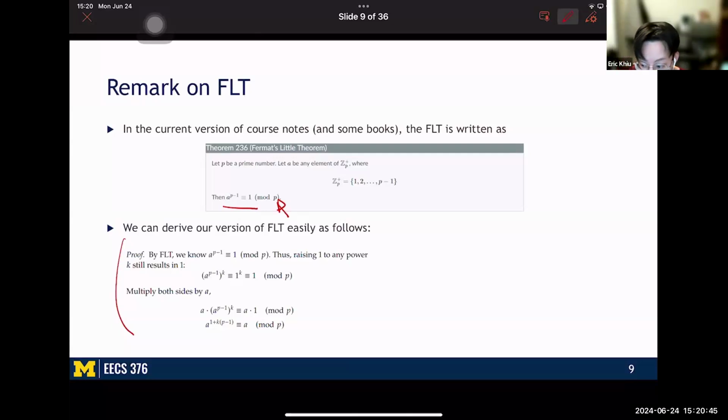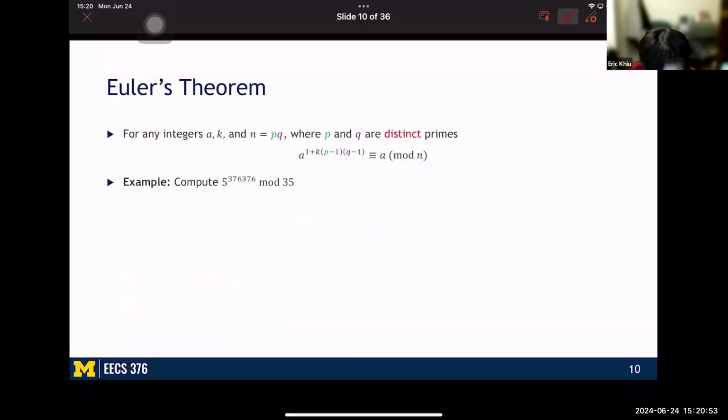Okay, is there any question on this? Okay, if not, then let's move on to a more powerful extension of FLT, which is Euler's theorem.